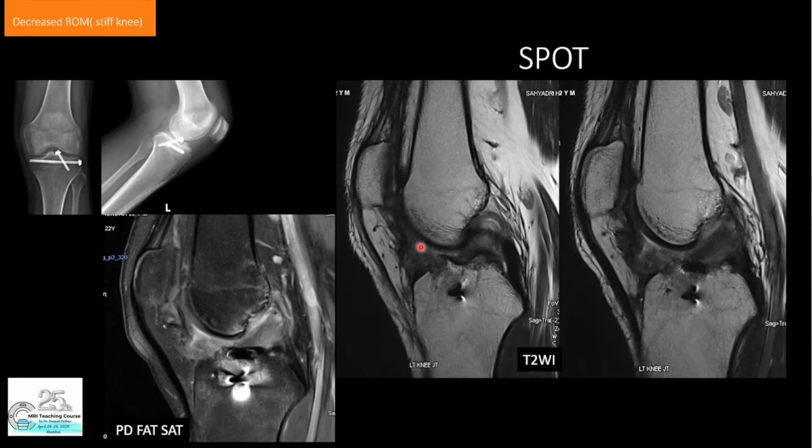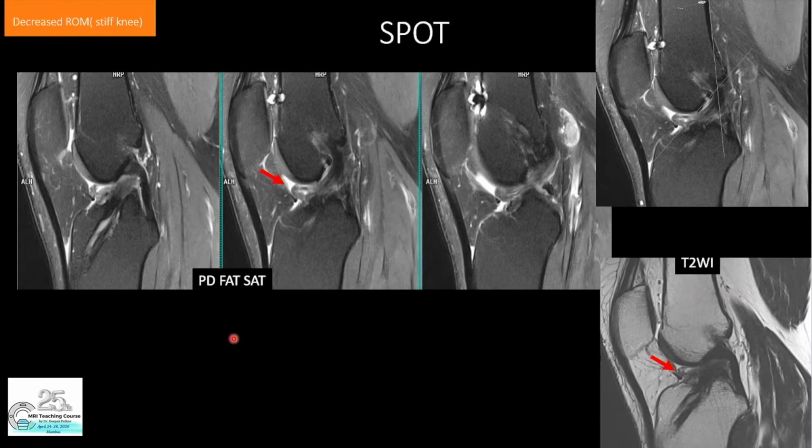So what we see here is a lot of T2 hypointensity within the Hoffa's fat pad as well as in the suprapatellar fat pad. There is a lot of hypointensity and heterogeneous signal surrounding the graft. So what are we dealing with? Yes, that's arthrofibrosis, and it is a diffuse arthrofibrosis because it is involving the majority of the joint.